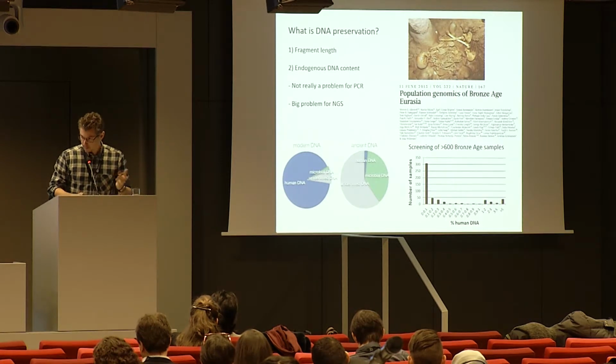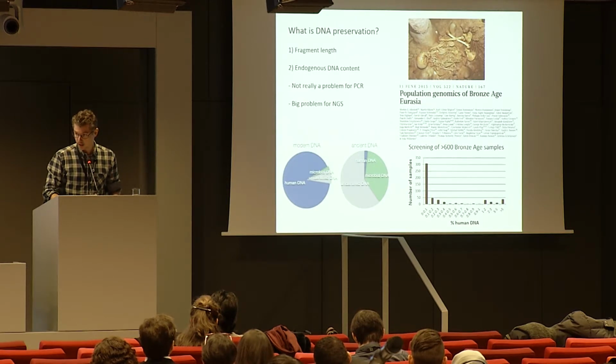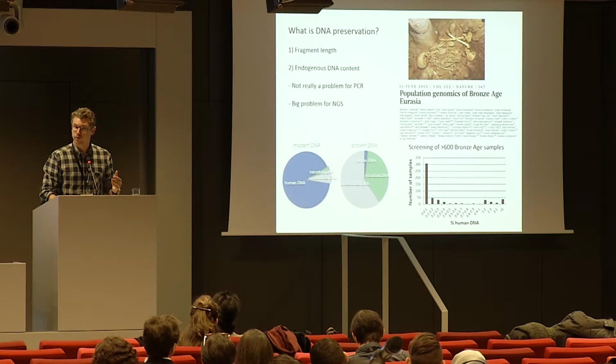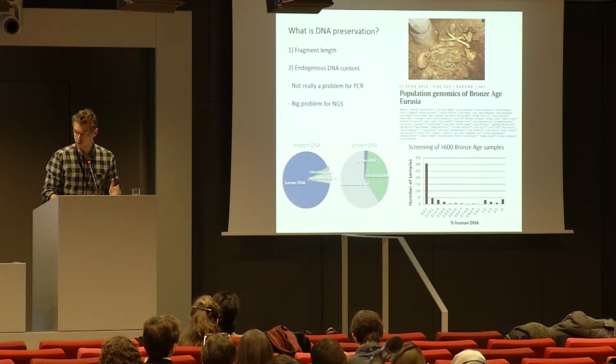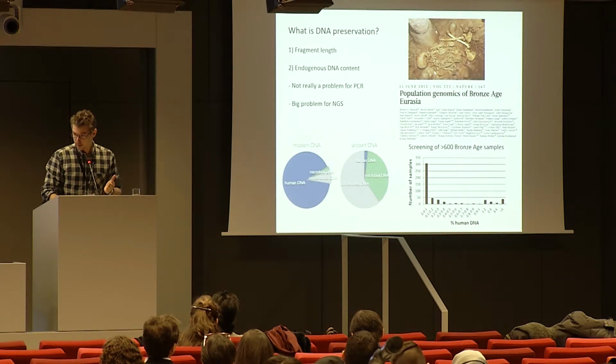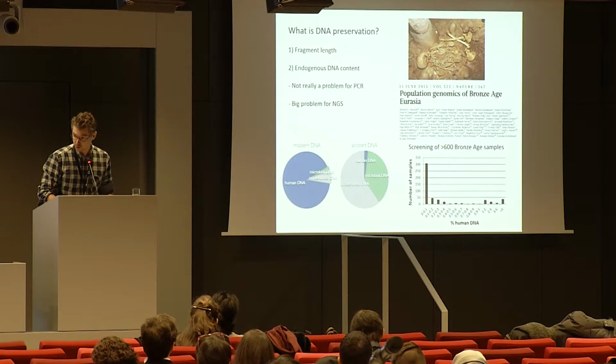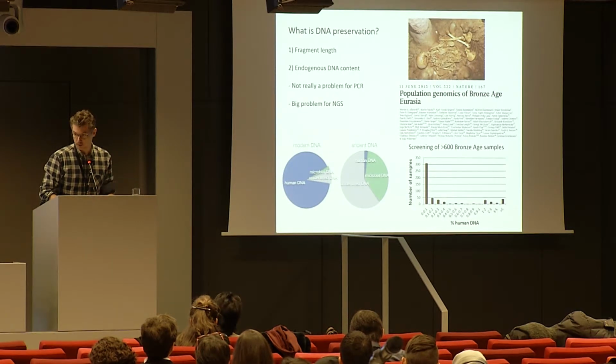So this means that the big population studies we're doing these days can really be tough, because you need to screen through a lot of samples to actually find the few good ones. This is just an example from this Bronze Age paper that we published a few years ago, where we had to screen through the preservation state of more than 600 samples to try and find the few samples where you have, say, more than 5% human DNA in them, because these are the ones we can actually use for a genome scale analysis downstream.